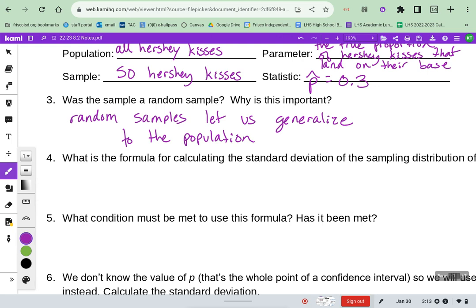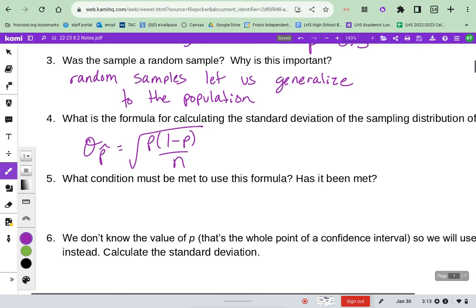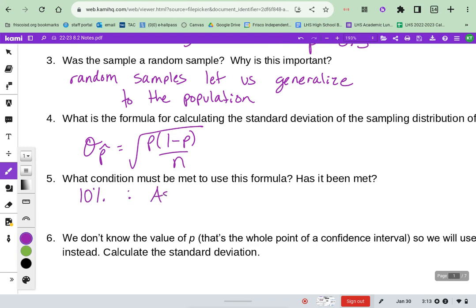So in number 4, that's just from your formula chart. So what we were using last unit was that the standard deviation of p hat was the big square root of p times 1 minus p over n. And what condition do we always have to check before we can use this formula? 10%. Yeah, 10% condition. So you could say something like assume 50 is less than 10% of all Hershey Kisses. So remember, the 10% condition is just letting us check for independence, even though we're not sampling with replacement.